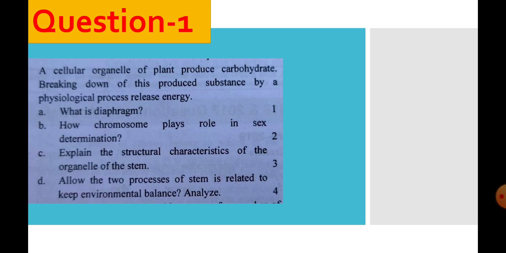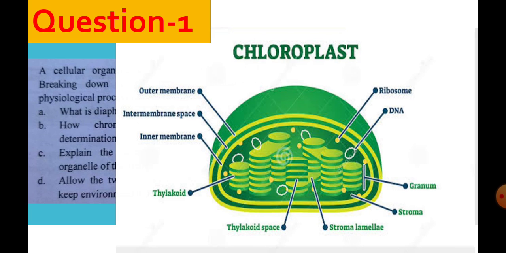In C, the question is: explain the structural characteristics of the organelle of the stem. The organelle that participates in carbohydrate production is the chloroplast, and you have already known about this structure. It has an outer membrane and inner membrane, and inside there are grana, stroma, some chloroplastic DNA and ribosomes. So you have to describe this structure with a labeled figure.